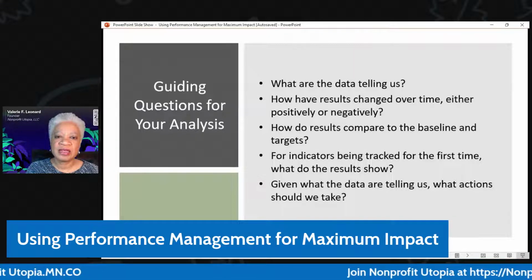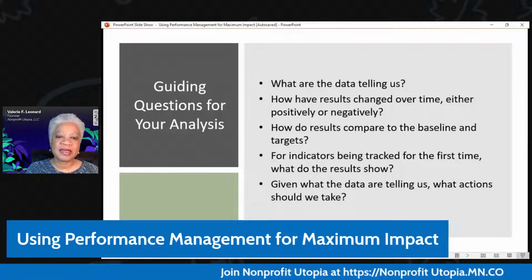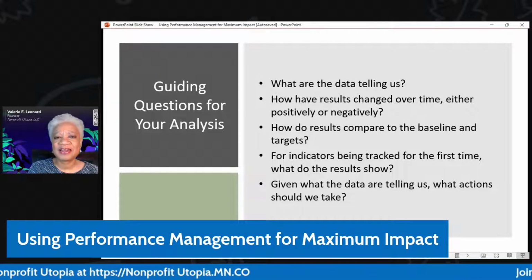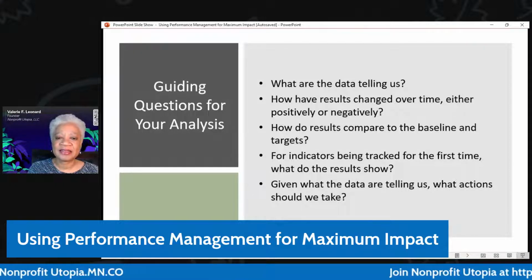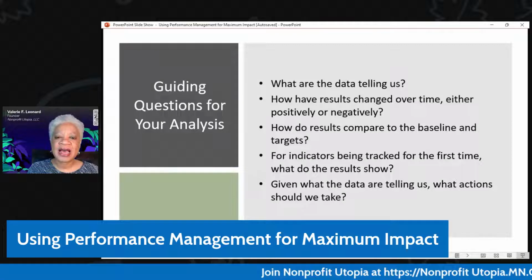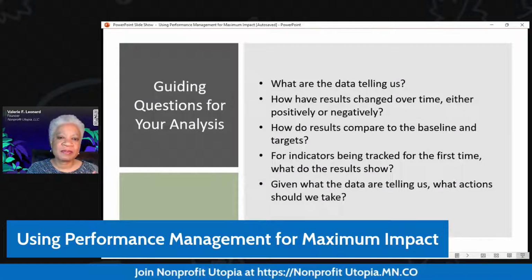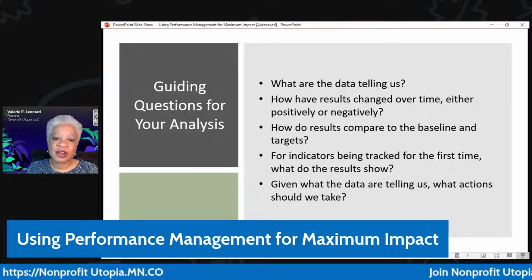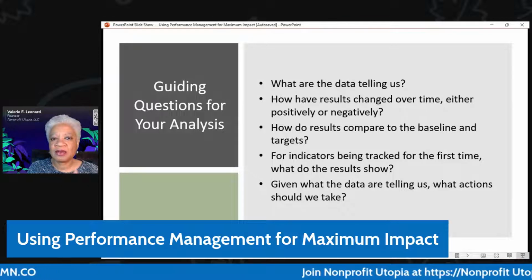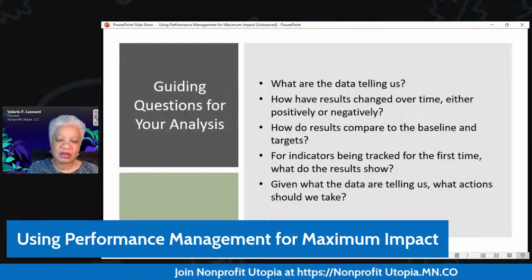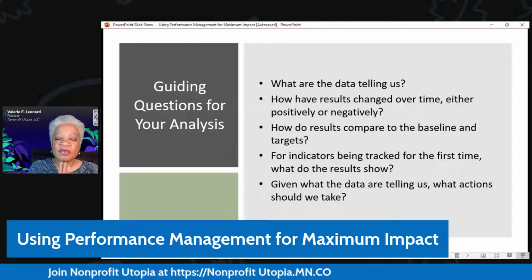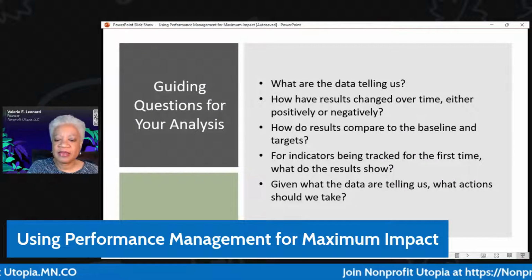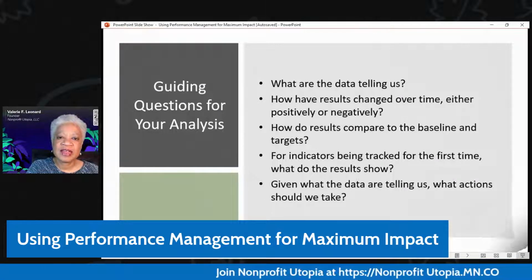So once you look at the data that is in the dashboard, look at the data that's on the scorecard, you ask yourself questions like, what are the data telling us? It's not enough just to have the data and not analyze it. You want to look at how the results have changed over time, what the trends are. Are they in a positive direction? Are they in a negative direction? How do the results compare to what our targets were? Are we overperforming, underperforming, or just where we said we would be? For indicators that are being tracked for the first time, what did the results show, right? And then, given what the data are telling us, what's our next move, right?